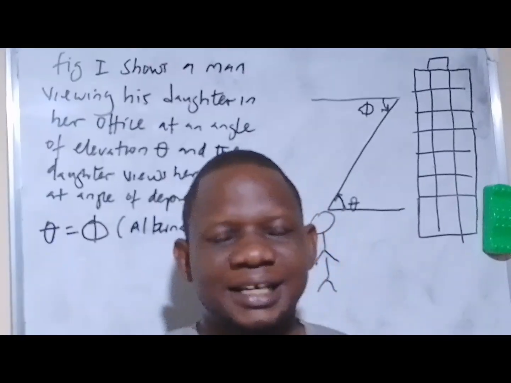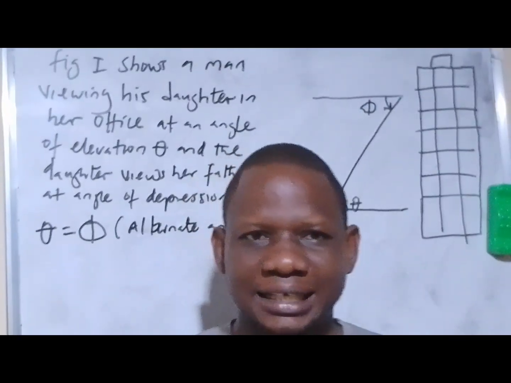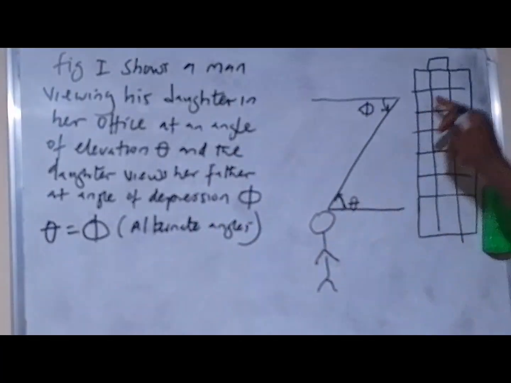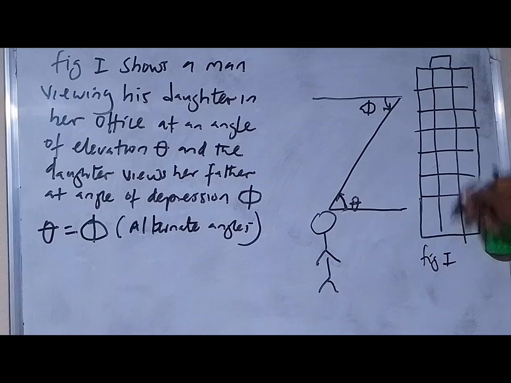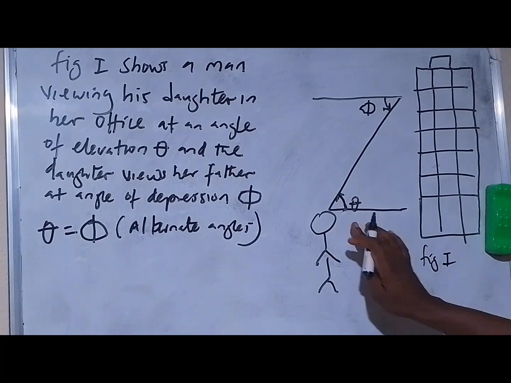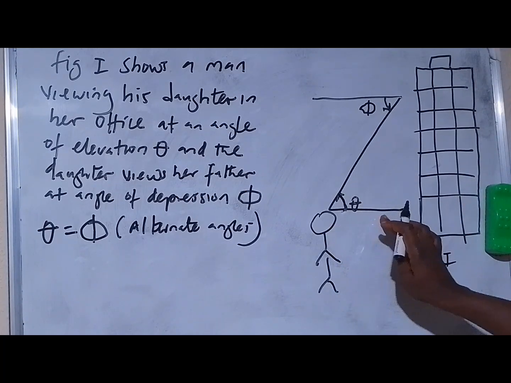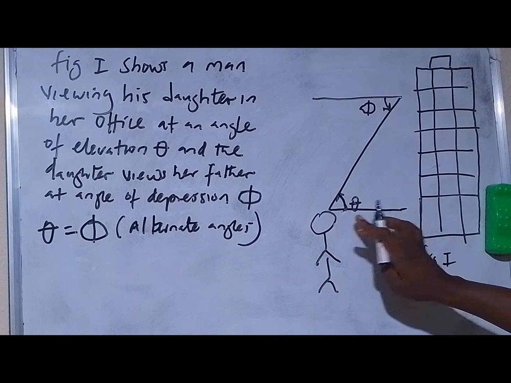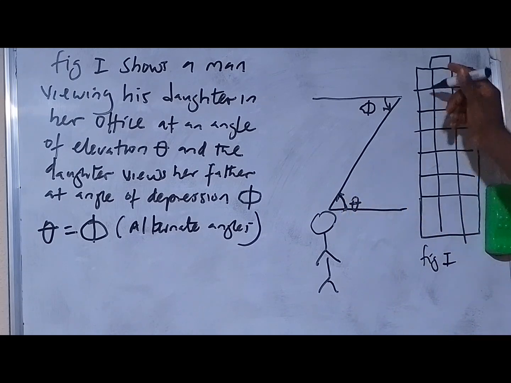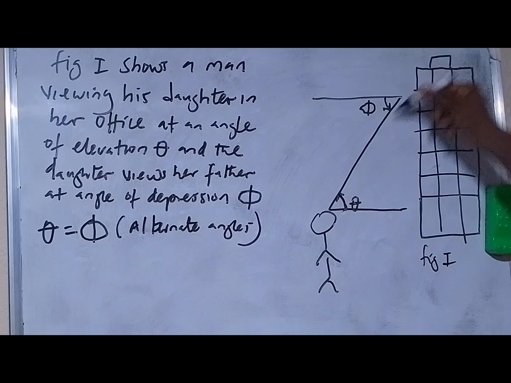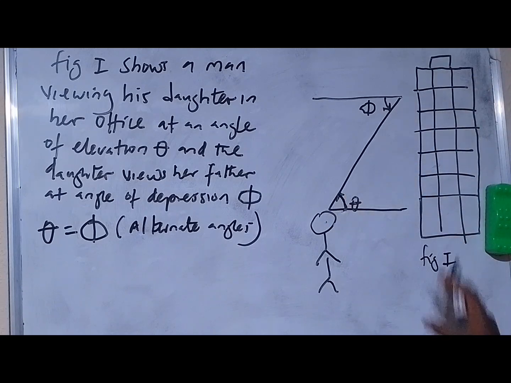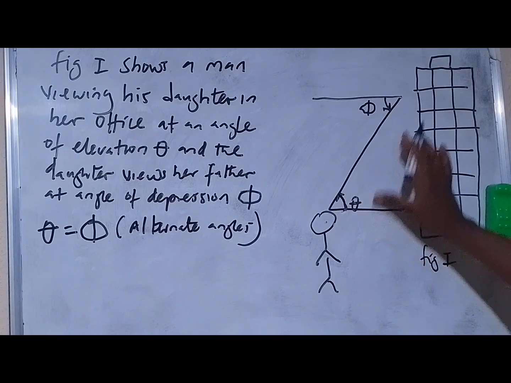Today we are going to look at the angle of elevation and depression. See here, this is figure one. This is a building. This is where the man sits and views someone in the building. You understand why the person in the building views this man here. So let's look at how to calculate angle of elevation and angle of depression.